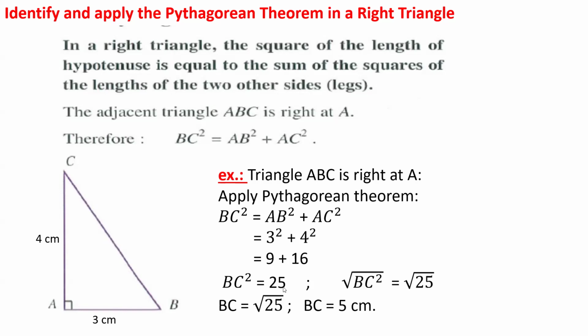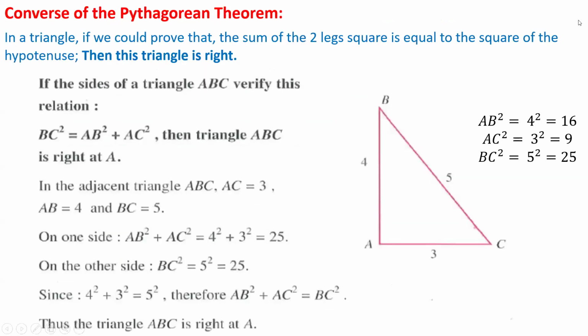But I should find BC. To find BC, I take the square root of both sides. So radical BC squared is equal to radical 25. Here the square cancels the radical, so BC equals radical 25, which is 5. Then BC is equal to 5 centimeters. In this way, we calculated the missing side in a right triangle. So this is how we apply the Pythagorean theorem.